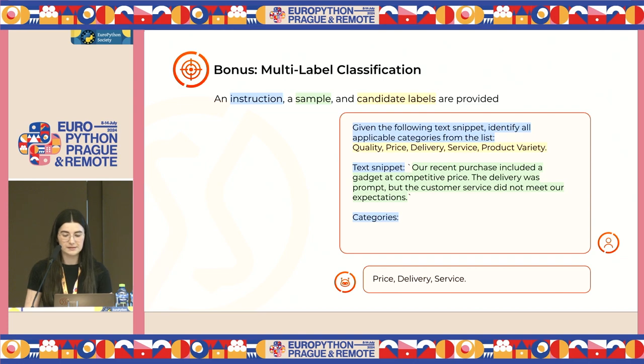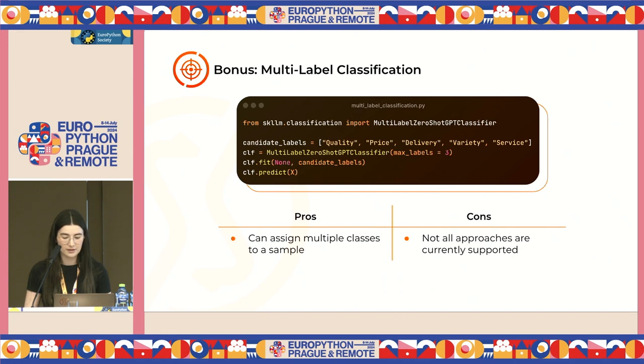Until now, we have only discussed single-label classification tasks. However, LLMs can also perform multi-label classification. For instance, in this example, a review may be categorized into several classes at the same time, for example, price, delivery speed, and service quality. Scikit-LLM natively supports multi-label classification through a special multi-label estimator. This estimator takes the maximal number of labels as a hyperparameter and otherwise works identically to the single-label classifiers we've seen earlier.